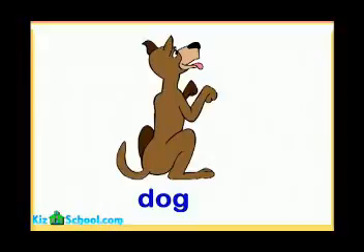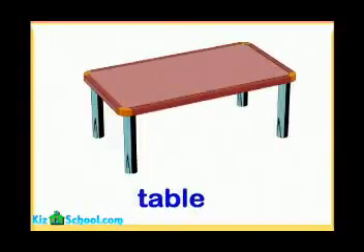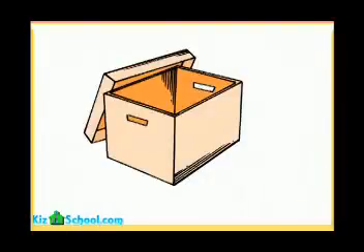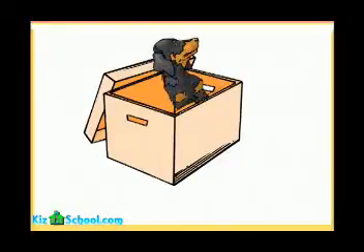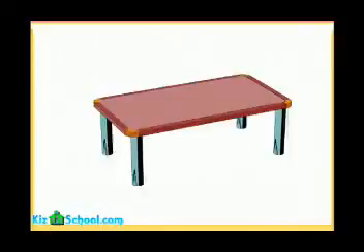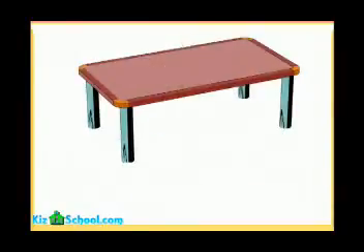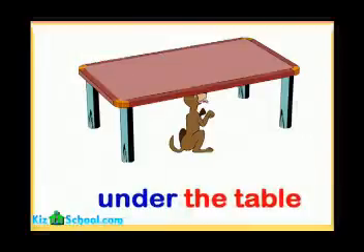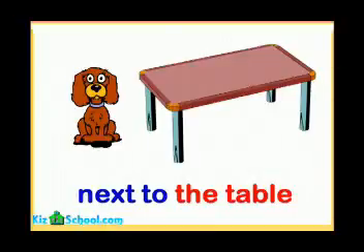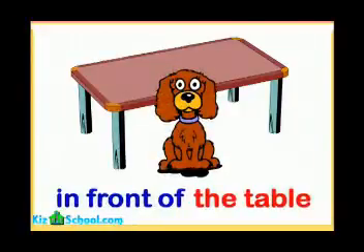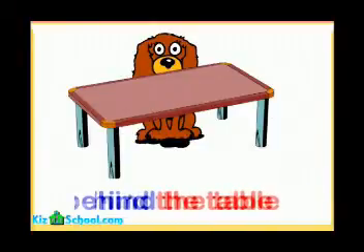Box. Dog. Table. Where is the dog? In the box. Where is the dog? On the table. Where is the dog? Under the table. Where is the dog? Next to the table. Where is the dog? In front of the table. Where is the dog? It's behind the table.